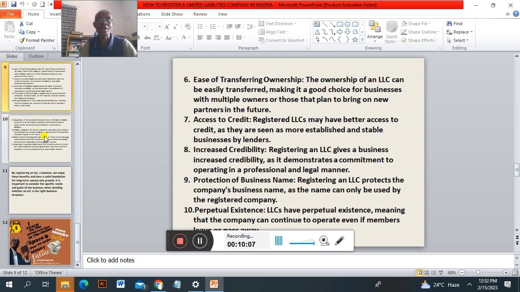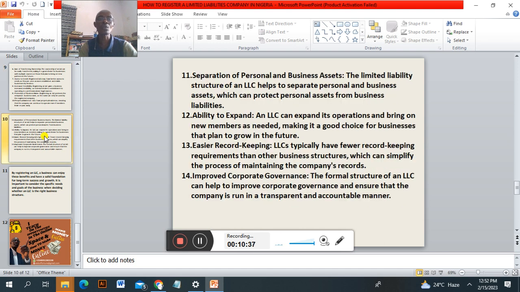Number nine, protection of the business name. Registering a limited liability company protects the company's business name, as the name can only be used by the registered company. And number 10 is perpetual existence. A limited liability company has a perpetual existence, meaning that the company can continue to operate even if the original members are gone.